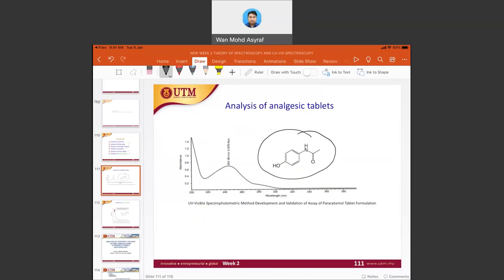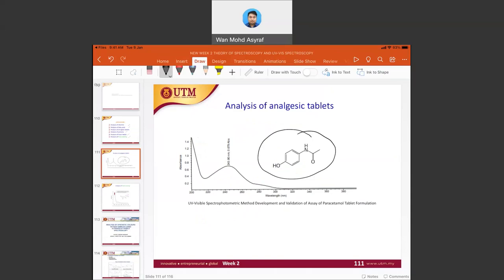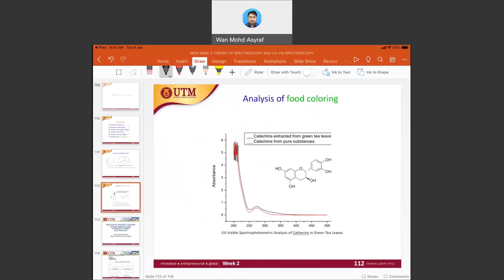When you look at the type of samples that can be used in UV visible, you can see that all of these are molecular substances, such as paracetamol. This is a paracetamol molecule. How about this one for food coloring? This is the structure of catechins. All of these are molecular, because after this you are going to learn about atomic spectroscopy.